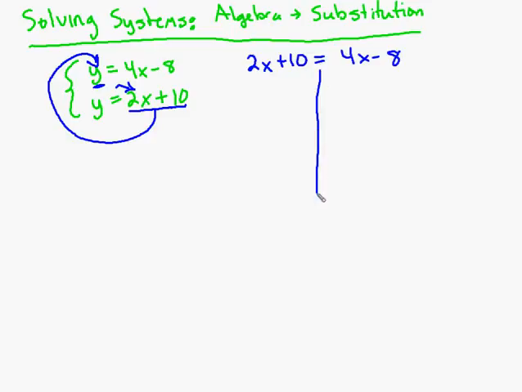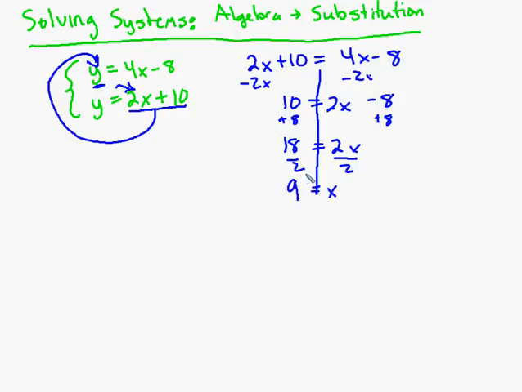So I'll build my wall. I'll subtract 2x. I'll add my 8. And then I divide by 2. And I get 9. Now I am not done. That's half the answer, right? I need an ordered pair. So I have only the x component of that ordered pair.